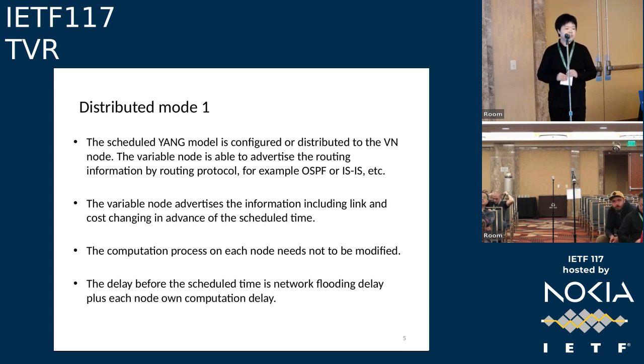For the second mode, the first distributed mode, the scheduled YANG model is configured or distributed to the variable node. The variable node is able to advertise the routing information by a routing protocol, for example OSPF or IS-IS. The variable node advertises the information, including link and cost changes, in advance of the scheduled time. The computation process on each node does not need to be modified. But the delay before the scheduled time is the network flooding delay plus each node's own computation delay.